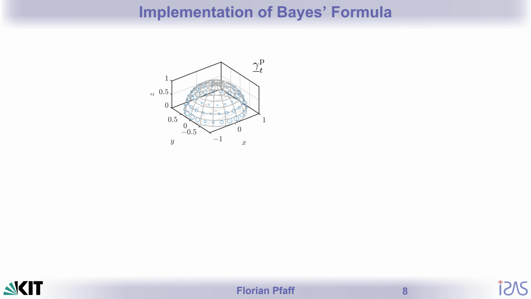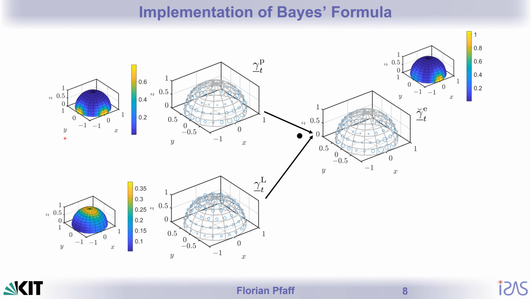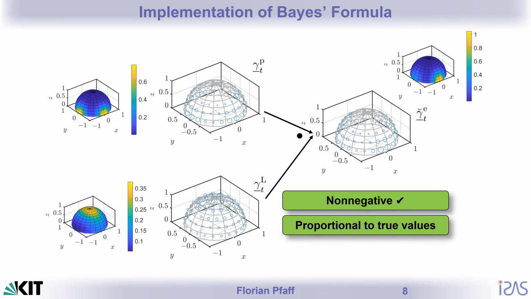Let's get to the implementation of Bayes' formula. We've got the grid values shown here according to the size of the circles of the prior density, which to visualize this is interpolated looks like that. And then we need the likelihood evaluated at the same grid points. Here also an interpolation that we'll never really need in practice. And then if we multiply them, we get the grid values of the unnormalized posterior density. Obviously, the non-negativity is maintained here because we just multiply non-negative values, and it's proportional to the true function values.